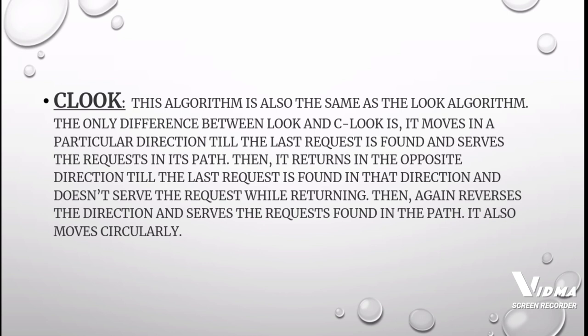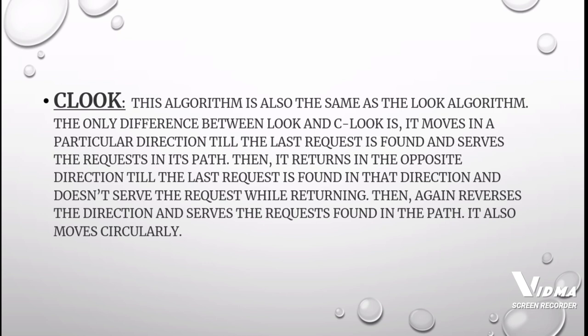Next one is CLOOK. C means circular LOOK. This algorithm is also the same as the LOOK algorithm. The only difference between LOOK and circular LOOK is that it moves in a particular direction till the last request is found and serves the requests in its path. Then it returns in the opposite direction till the last request is found in that direction and does not serve the requests while returning. Then again it reverses the direction and serves the requests found in the path. It also moves circularly.